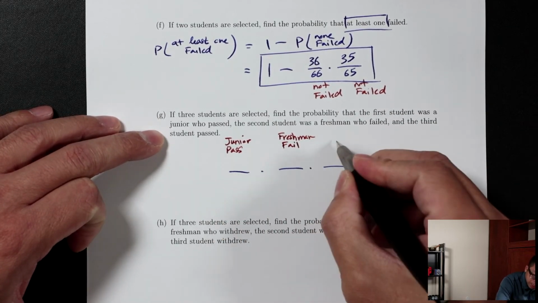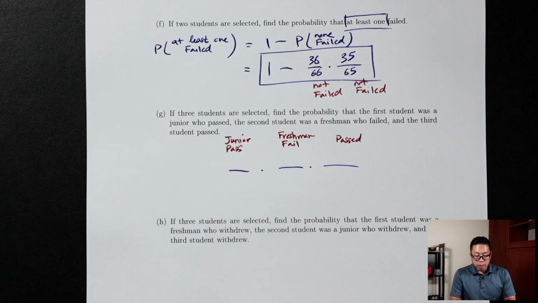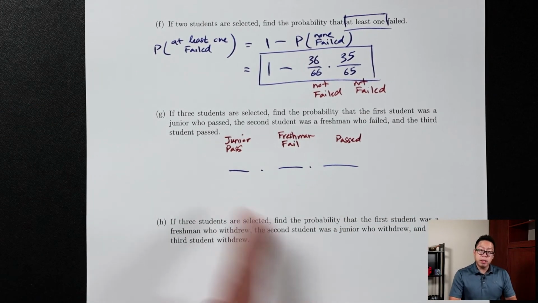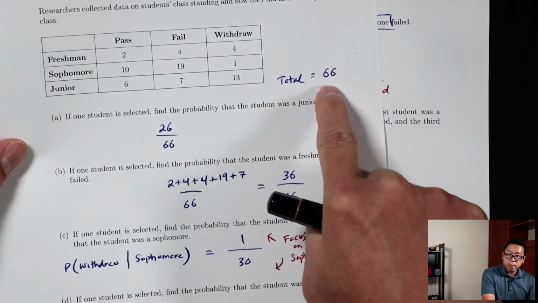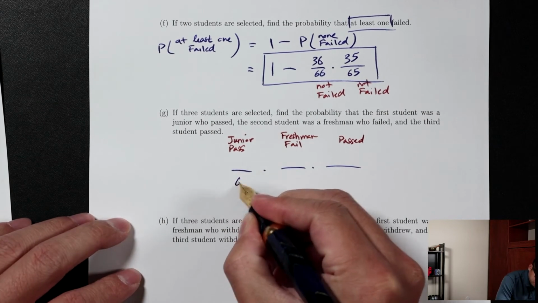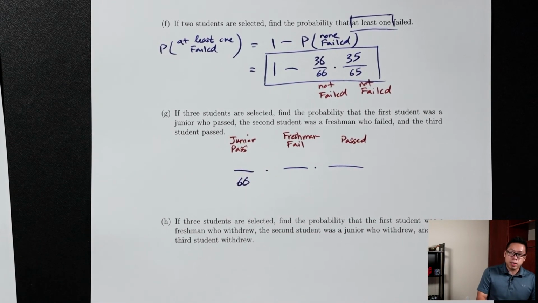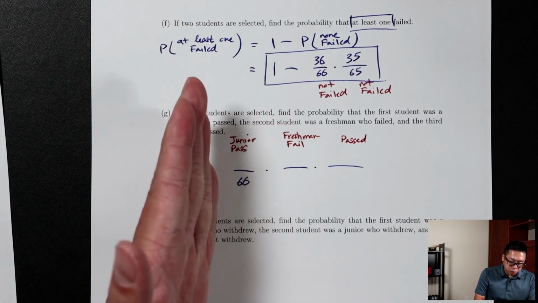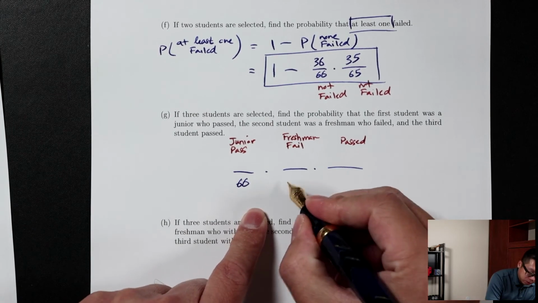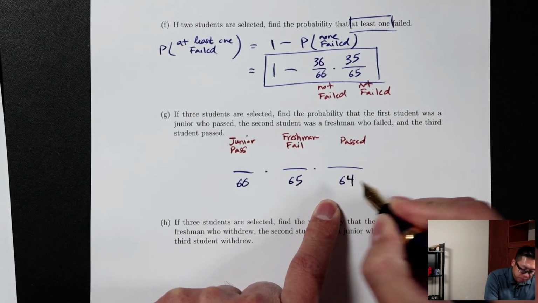And third student passed. Okay, first fraction, the bottom's going to be everybody. Everybody was, I think, 66. Okay, and then let's do the bottom for the second and third fractions. We don't want to pick the same student again, so because we already chose one student, we have to reduce by 1 to 65, and then again, reduce to 64.